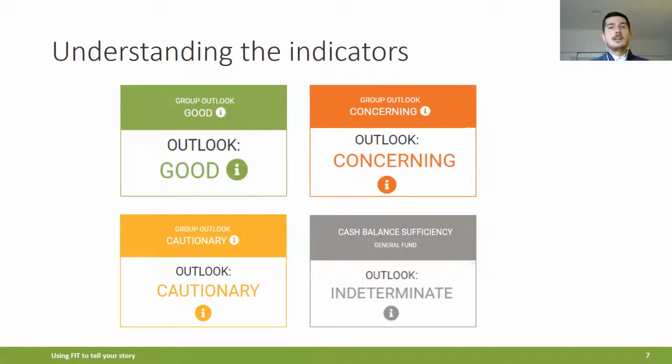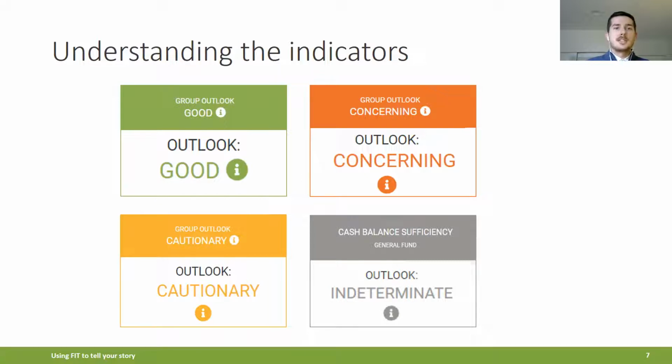Indicators in FIT are presented in a couple of ways. If you're looking at a government with multiple funds, what you'll see is a group outlook, which is shown here 4 times, right? There's a group outlook good, group outlook concerning, group outlook cautionary. This shows the fund's group outlook, which basically consists of those 5 indicators that we'll talk about. If you're looking at a government with a single fund, all you'll see in FIT are the individual 5 indicators. So we show indicators by fund. If you're looking at a government with multiple funds, you'll see the group outlook. Clicking on those expands the 5 indicators. But if you're just looking at a single fund government, all you'll see are the 5 indicators when you log into FIT. Hopefully that makes sense.